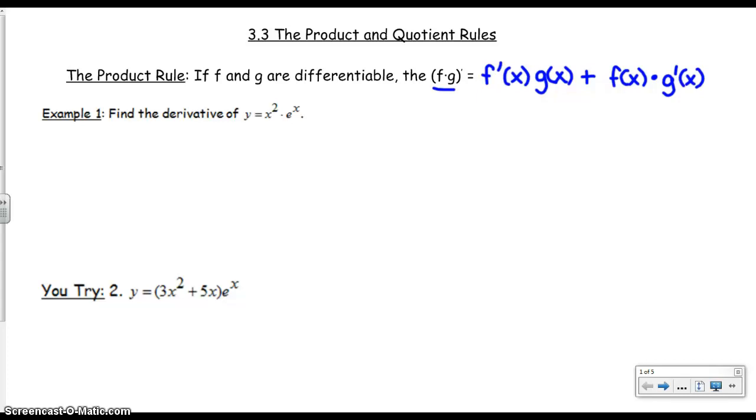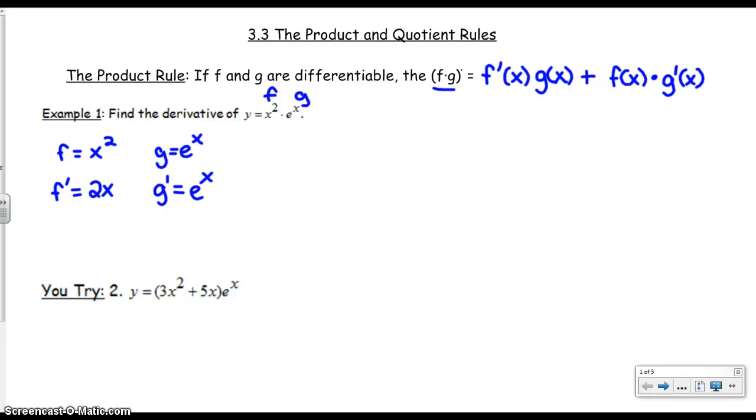So if you look at example 1, find the derivative of y equals x squared times e to the x. You're just going to let the first function be the f function and the second function be the g function. If you just set them up, f equals x squared, g equals e to the x, and then underneath you write the derivative of each one separately. So the derivative of x squared is 2x. The derivative of e to the x is just e to the x.